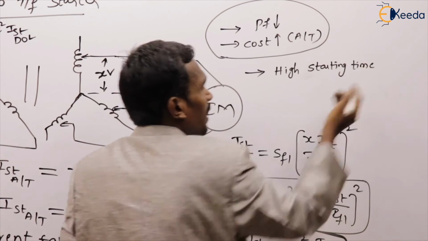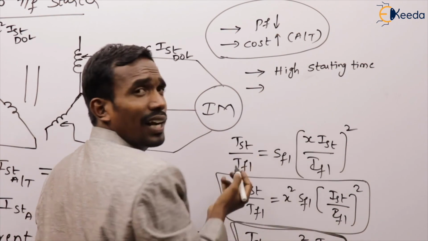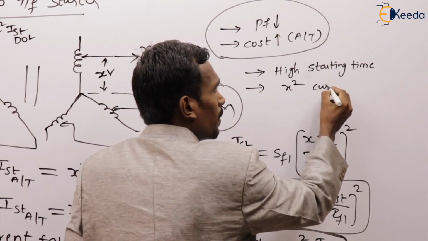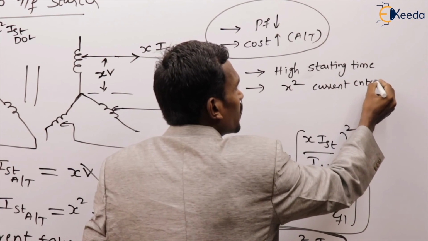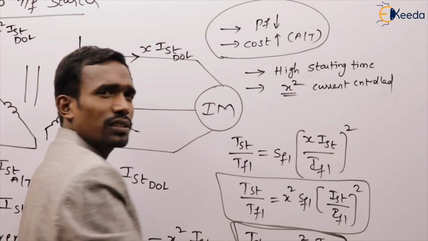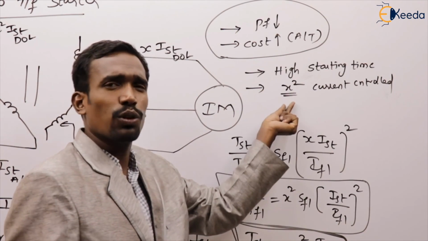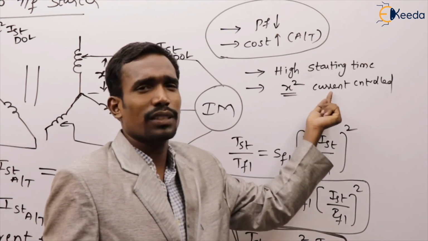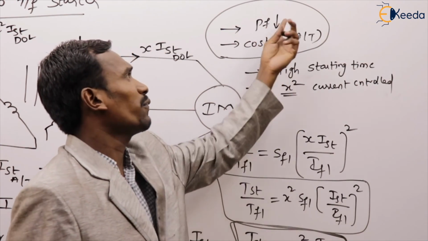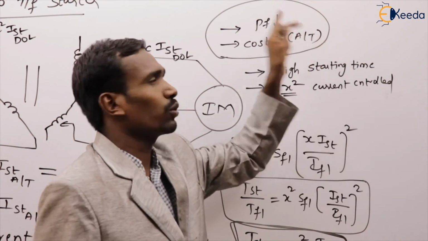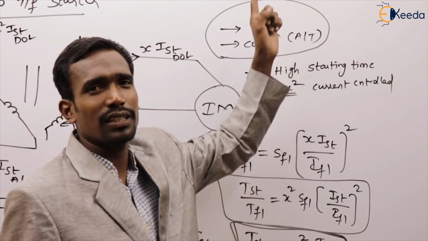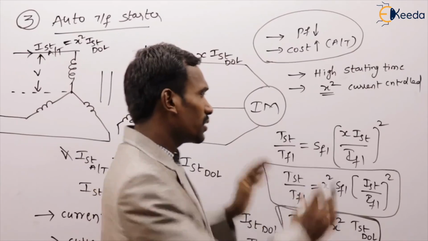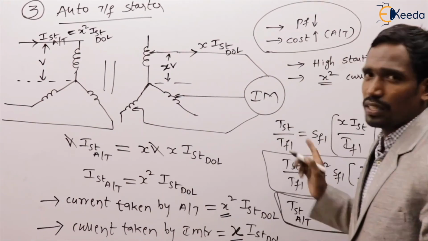Generally this is used for high starting time applications. And also in this method, the current is controlled by X square times. That's why this is of course a good method. It is used for high starting time, with current controlled by X square times, and here the power factor is less and cost is high due to the auto transformer. This is about generally the auto transformer structure.